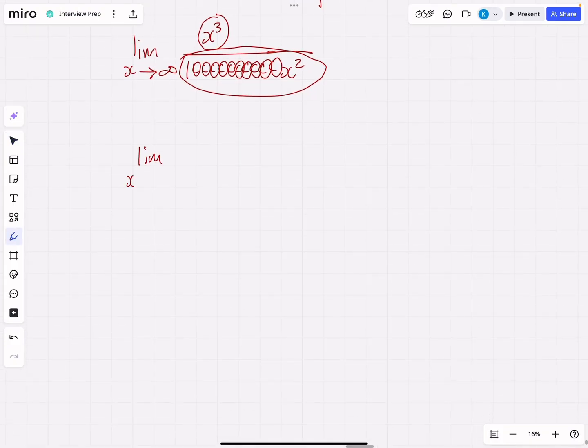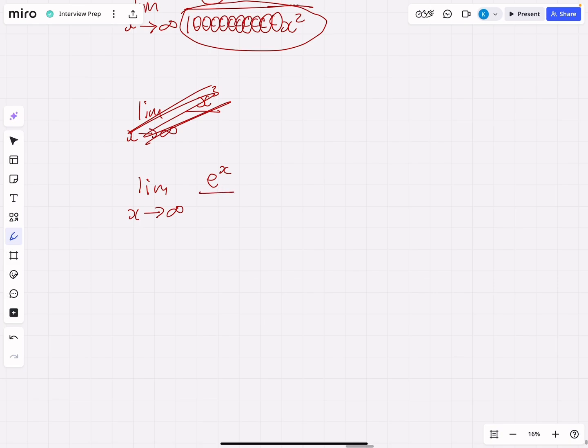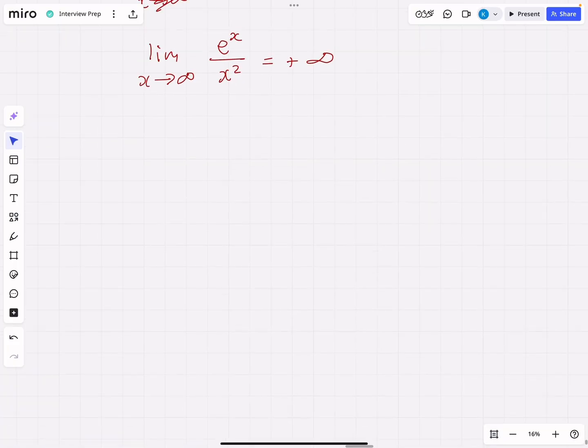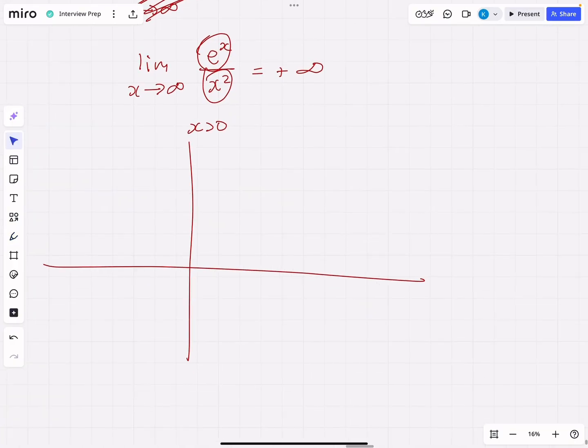So for example, if I have the limit as x tends to infinity of x cubed over, let's go with, no, let's do this. Let's do the limit as x tends to infinity of e to the x over x squared. And I can tell you now that this limit is going to be equal to positive infinity. Now, why is that? If we look at the two graphs that make up our rational function, so e to the x and x squared, let's just consider x greater than 0 for this example.